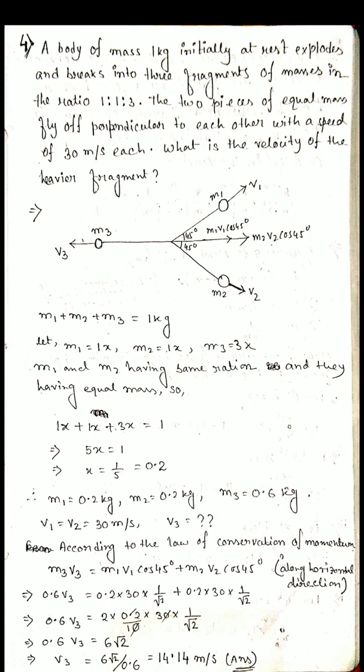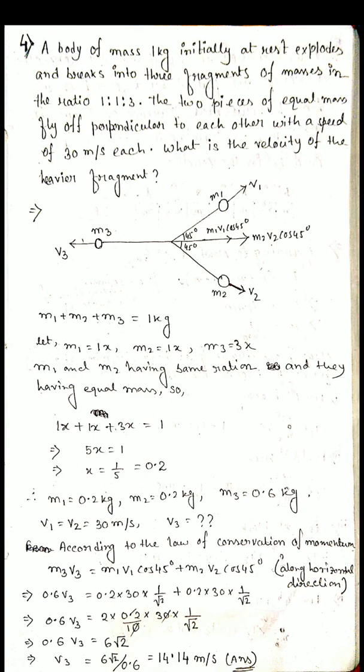So if we resolve this along only the horizontal direction, we have m1 v1 cos 45 degrees, and in the case of m2, that is also m2 v2 cos 45 degrees. Okay, so what do we find out? We find out the velocity of the heavier fragment, that means the third one, m3 v3.